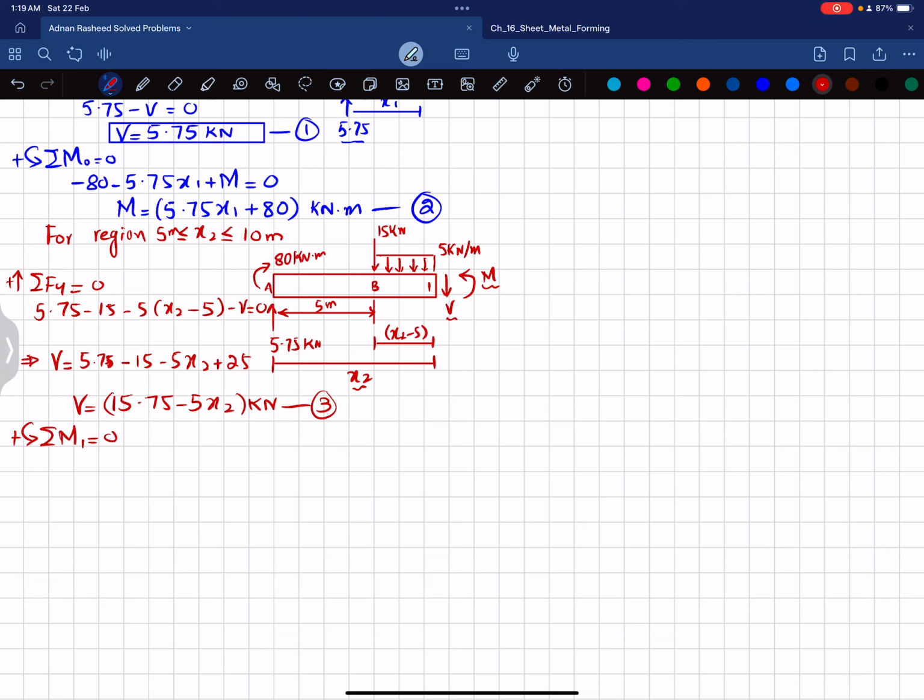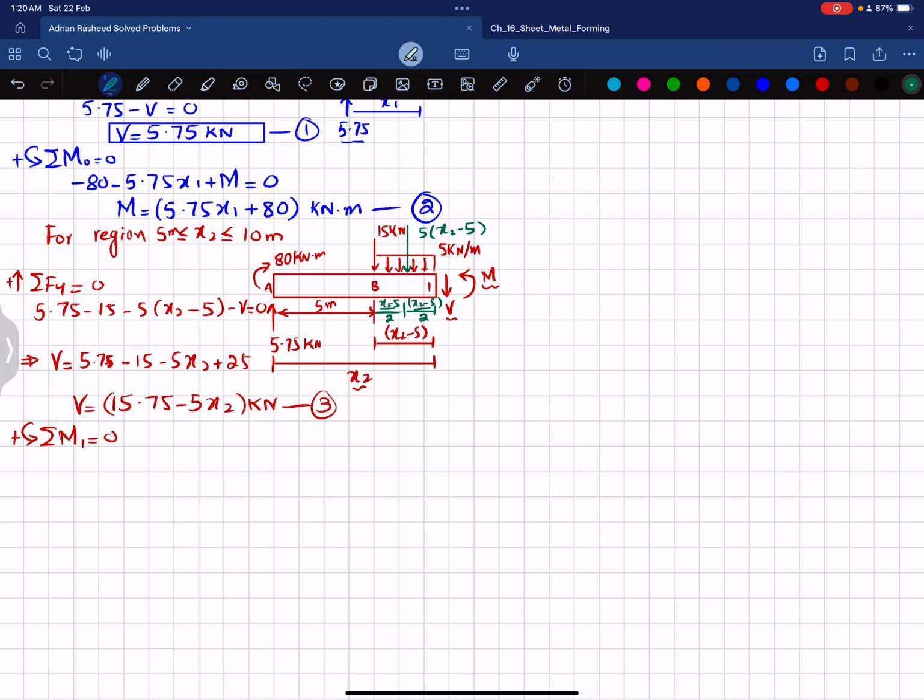Again, here we have to convert this distributed load into a point load. So this load will be equal to 5 multiplied by x2 minus 5, and that will act at a distance of half of x2 minus 5 from both points. So this is actually x2 minus 5 divided by 2. This is divided by 2 and this will be the same, x2 minus 5 divided by 2. Okay. Now applying this equation, the first force that is producing moment about point 1 is this 80 kilonewton. This is clockwise, so minus 80.